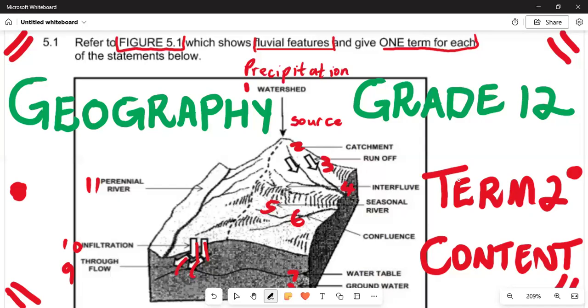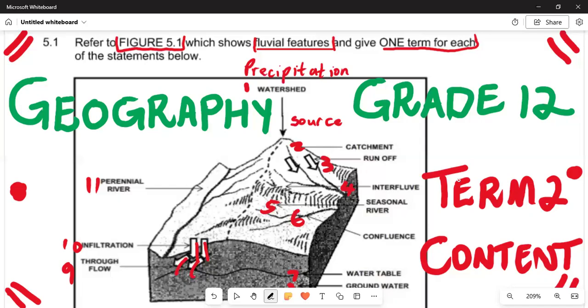Then the first concept that we must look at is a watershed. You can see number one, watershed. So the watershed separates, it does what? It separates the two basins. We've got basin A and basin B in this case. So the watershed is responsible for separating these basins.